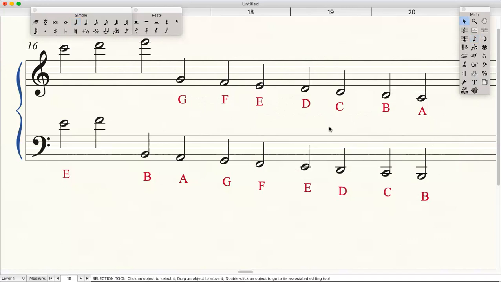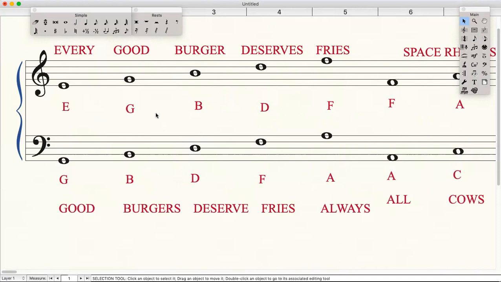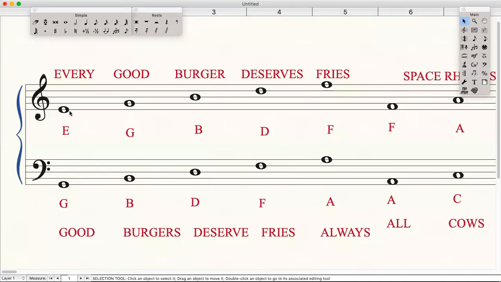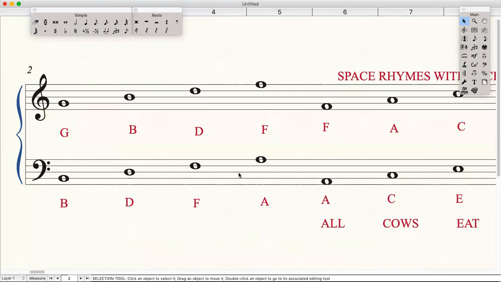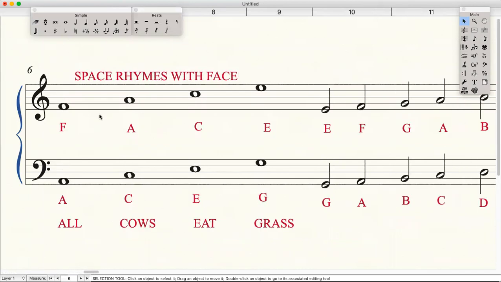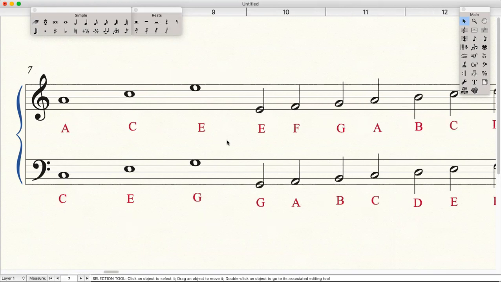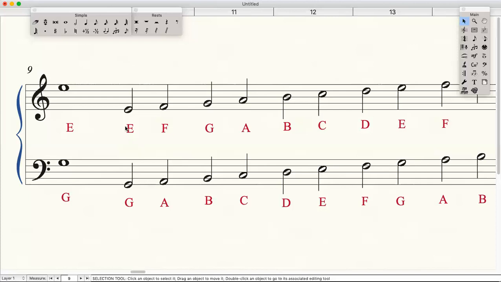Okay, let's do a quick review. Treble clef lines. Say them with me. Ready? Go. E, G, B, D, F. Bass clef lines. G, B, D, F, A. Treble clef spaces. F, A, C, E. Bass clef spaces. A, C, E, G. And when you put them all together, you get your musical alphabet, and you can see in alphabetical order.